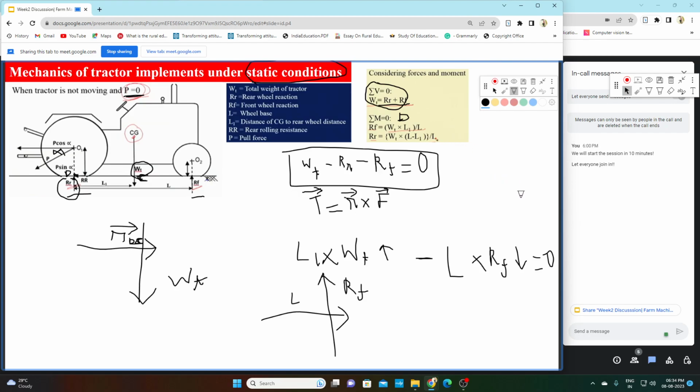So is this clear, this part, forces and moment? Yes sir. Clear, sir. Any doubt you can ask. Anyone, if any doubt you can ask again. Okay, so I hope this is clear to all. So I'm erasing this.